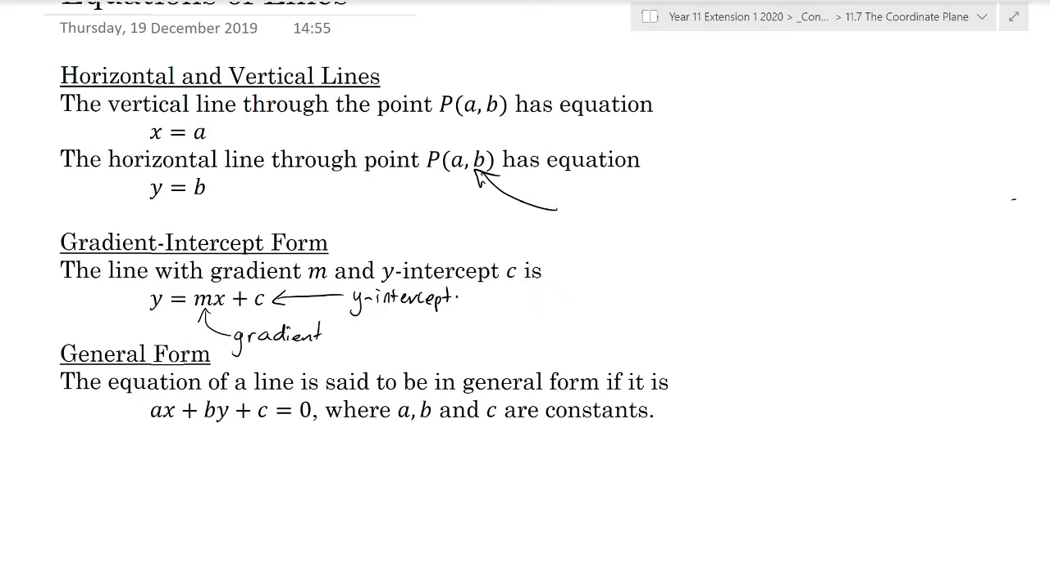The general form of an equation, however, I think we only have a little look at in year 10, but it's basically when everything is on one side. So if we have the equation y is equal to 3x plus 2, then the general form would be y minus 3x minus 2 is equal to 0. Everything is on the left-hand side and we're left with 0 on the right-hand side.